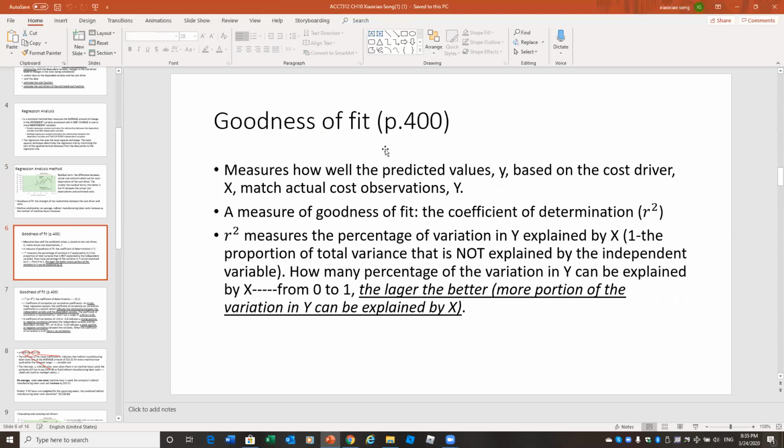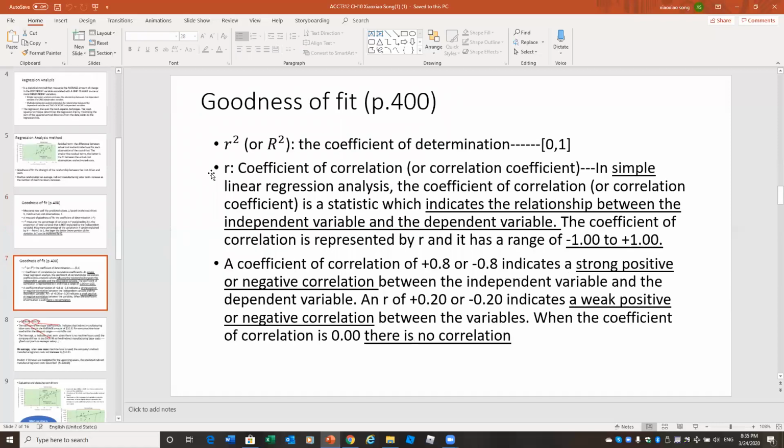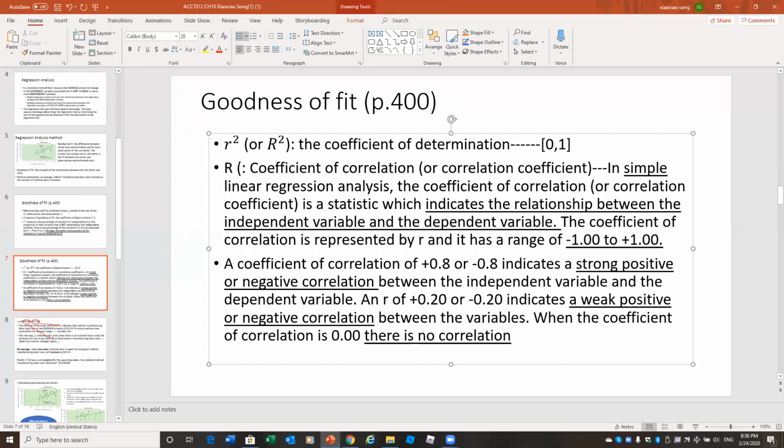Goodness of fit, I'm not going to say too much. It's in the textbook, chapter 400. Larger is better, so that means more portion of the variance in y can be explained by x. R, just R instead of R squared, is called the coefficient of correlation. So R can be -1 to +1.